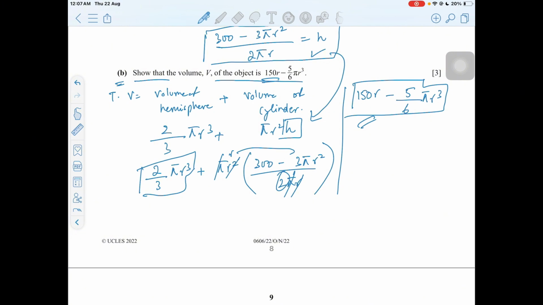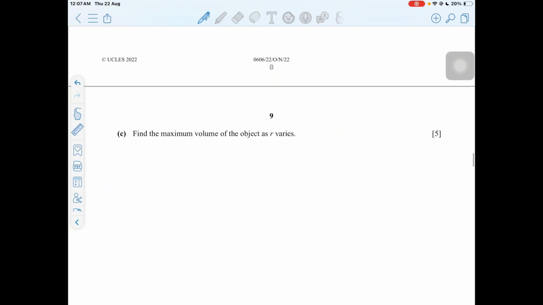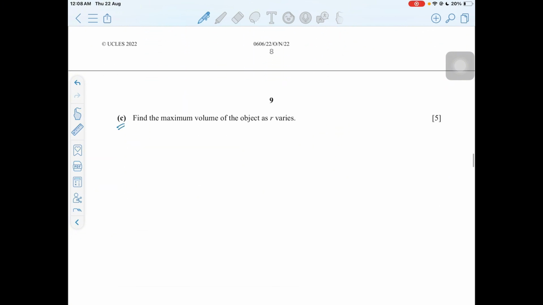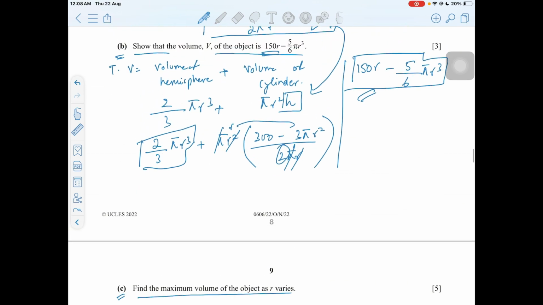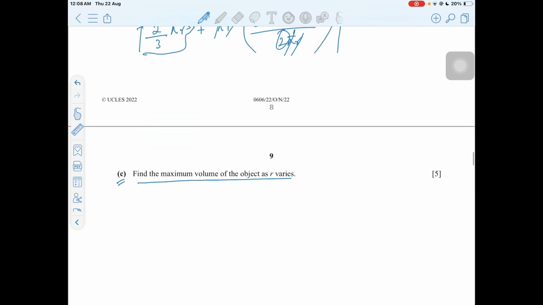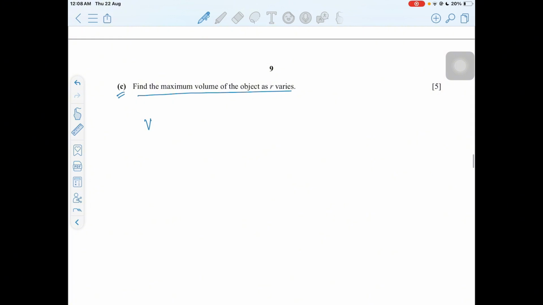So we have this answer. Now moving on to part C, we have: find the maximum volume of the object as V varies. We have this formula of V, we'll use this formula. So the volume is equal to 150r minus 5 over 6 pi r cubed.